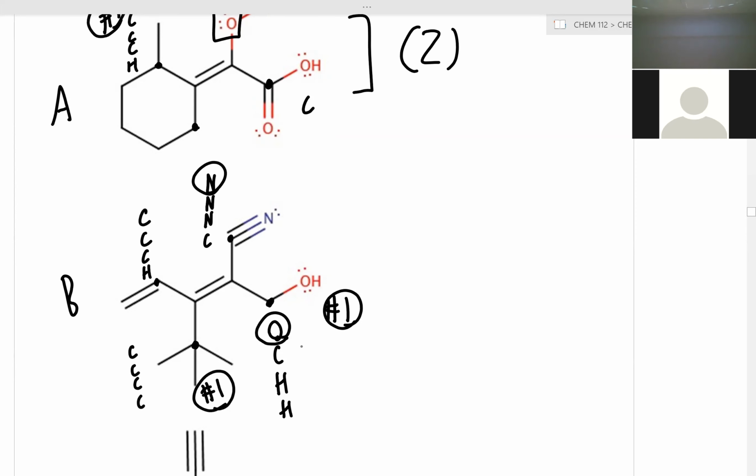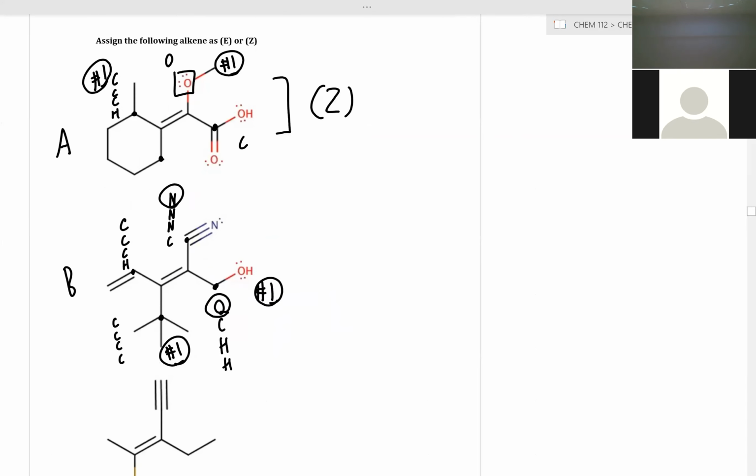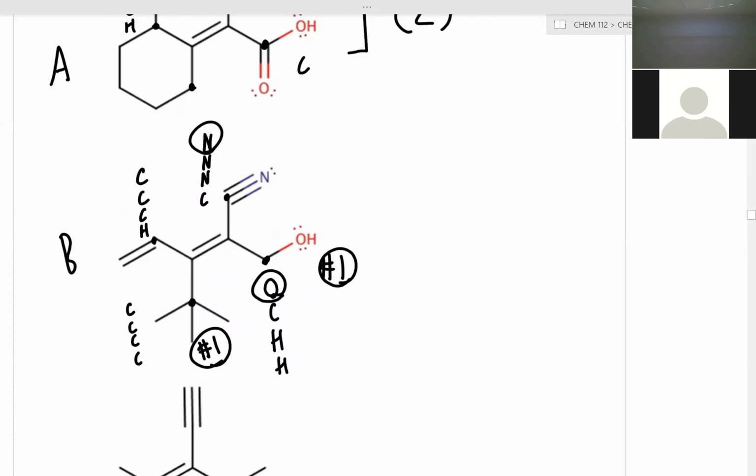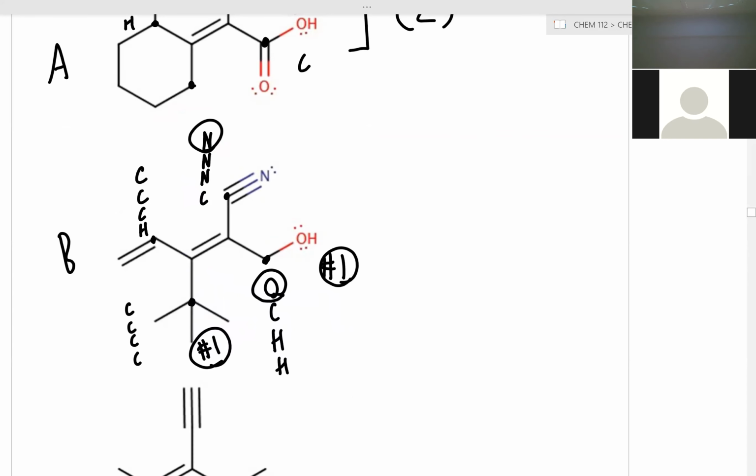So overall, is this olefin Z or E? Are our highest priority groups on the same or opposite sides? I see a lot of people typing Z. That's exactly right. Our highest priority groups are on the same side. Yep, perfect.